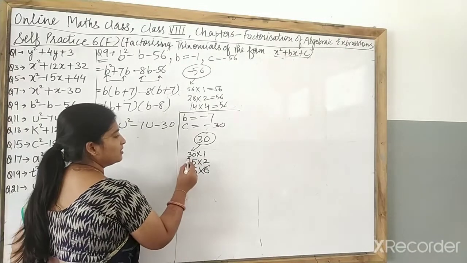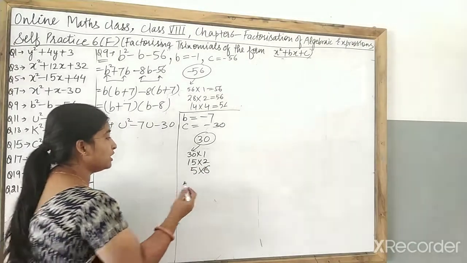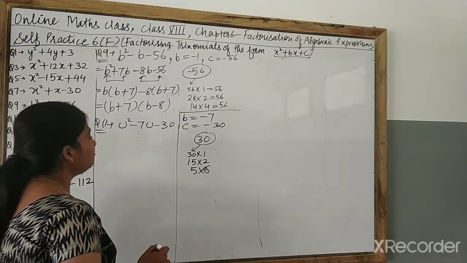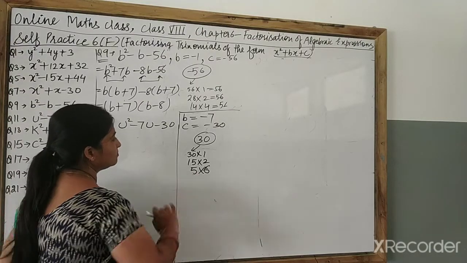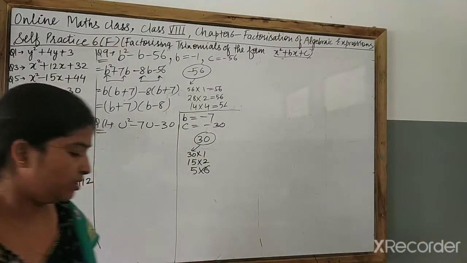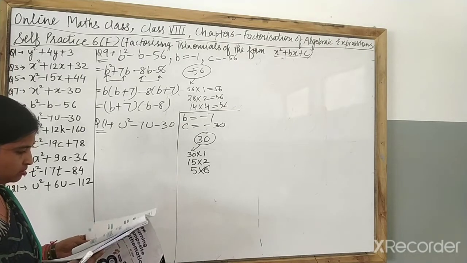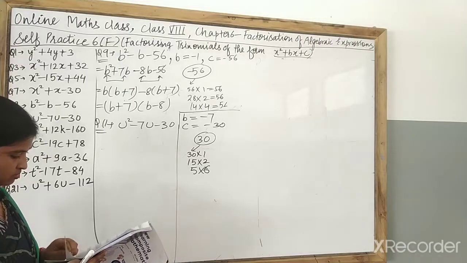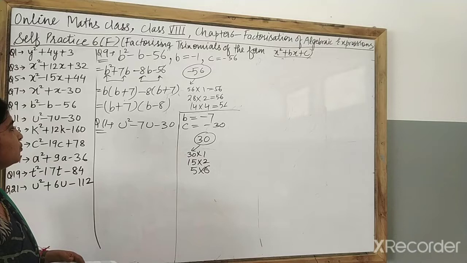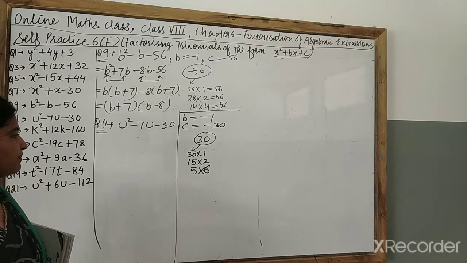30 plus 1, 31. 30 minus 1, 29. 15 plus 2, 17. 15 minus 2, 13. 5 plus 6. We will see the question. Maybe it is 17, I think. The question should be 17. 7u. Okay. 15 into 2, 6 into 5, 30.